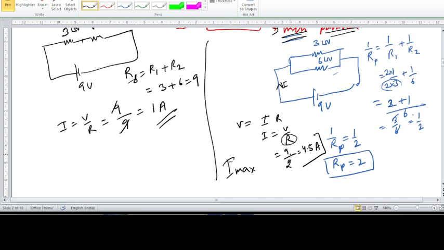Can you see? This is the maximum current, 4.5, and this is the minimum. This was the minimum, that is why it is 1, lesser than this. So this is simply I minimum.